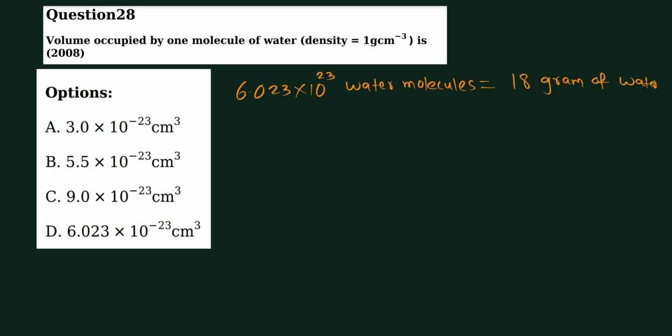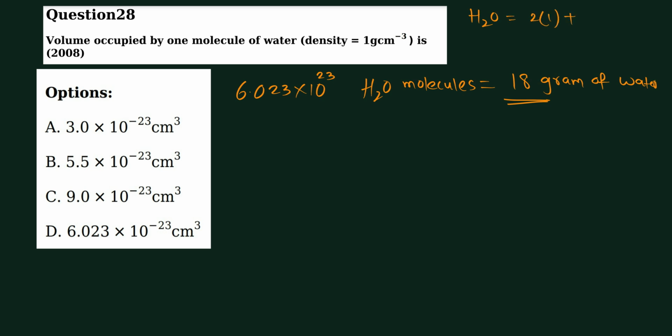In 18 grams of water, how many H2O molecules are there? 6.023 × 10^23 water molecules have a weight of how much? 18 grams, which is equal to the molecular weight of water. What is the molecular weight of water?